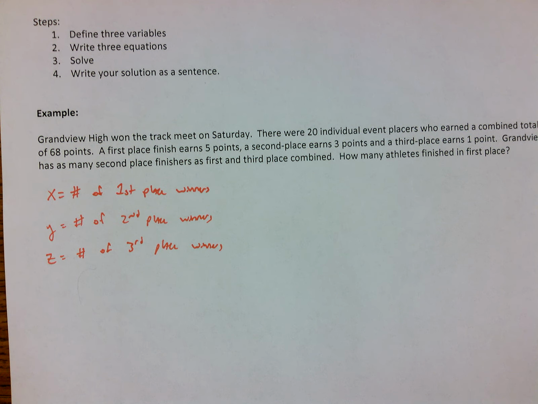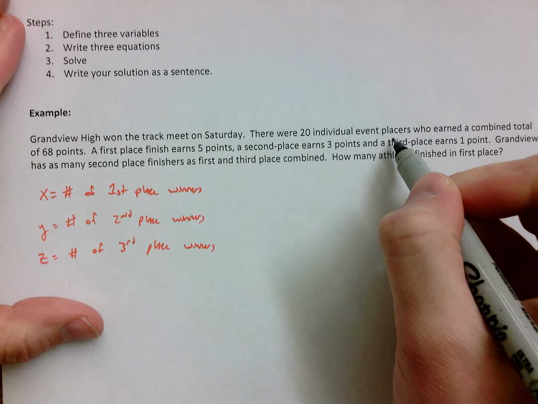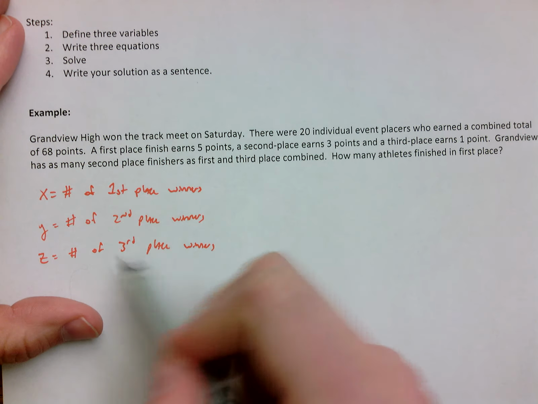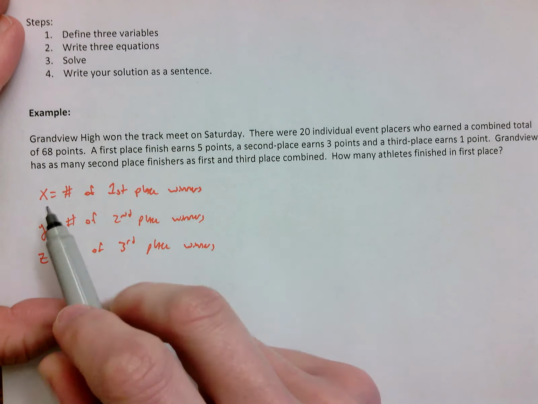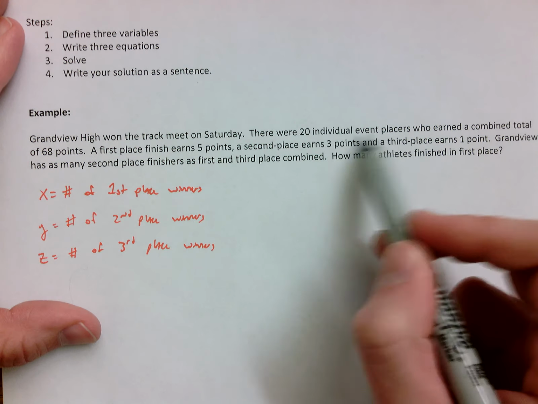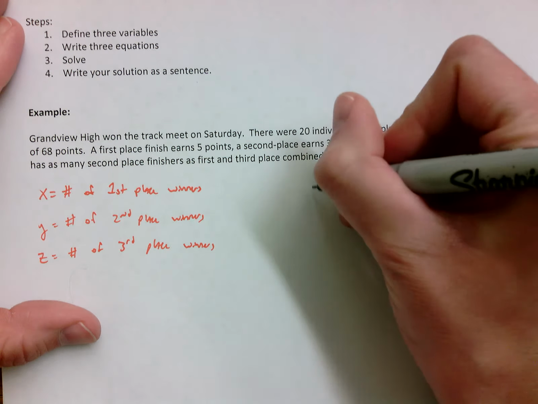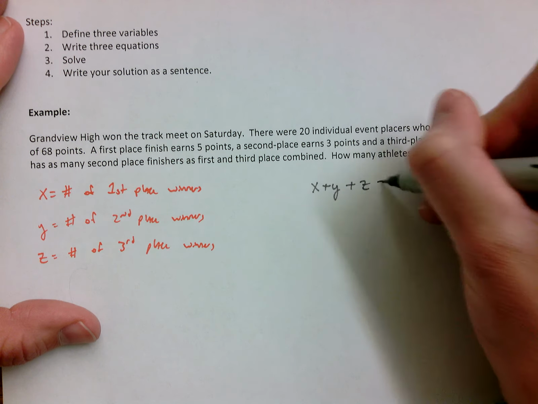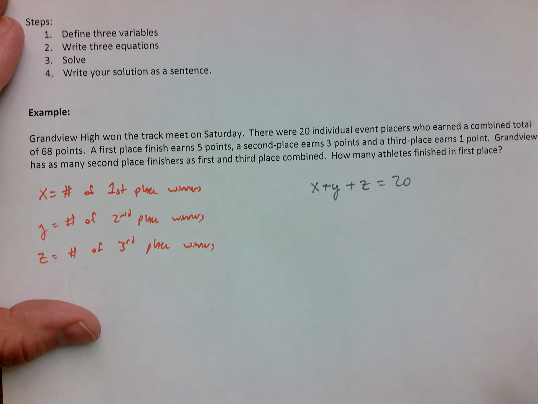Now we're going to write 3 equations. Okay. So we're writing 3 equations using our 3 variables. So the first thing that we know here is that there were 20 individual event placers. So there are 20 people. If our variables are how many people, how many people, how many people, all I have to do is add up all 3 of these, and that'll tell me that there were 20 people total. So my first equation is just going to be that when we add up how many first place winners and how many second place winners and how many third place winners, there were 20 people altogether: x + y + z = 20. And I pulled that from here.